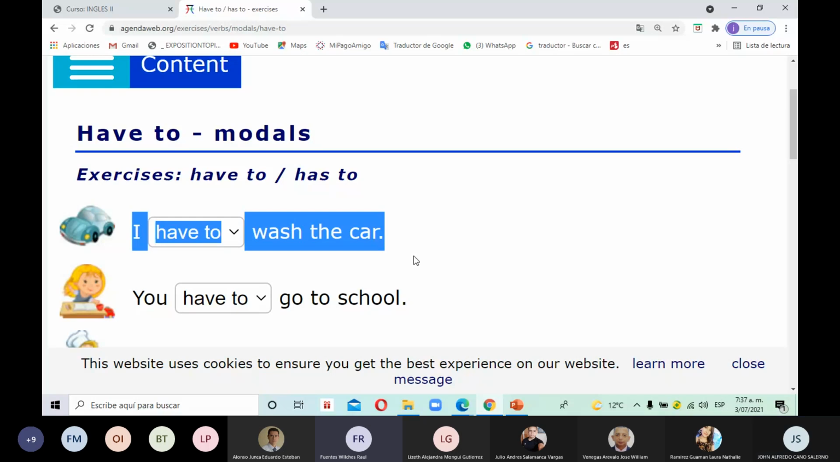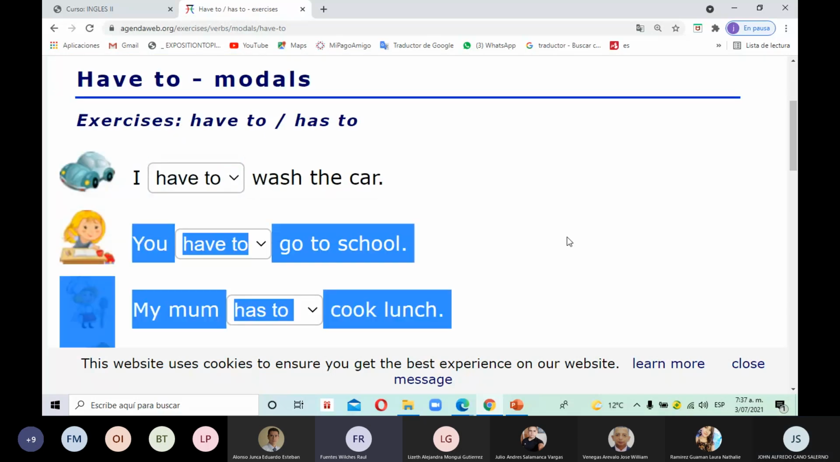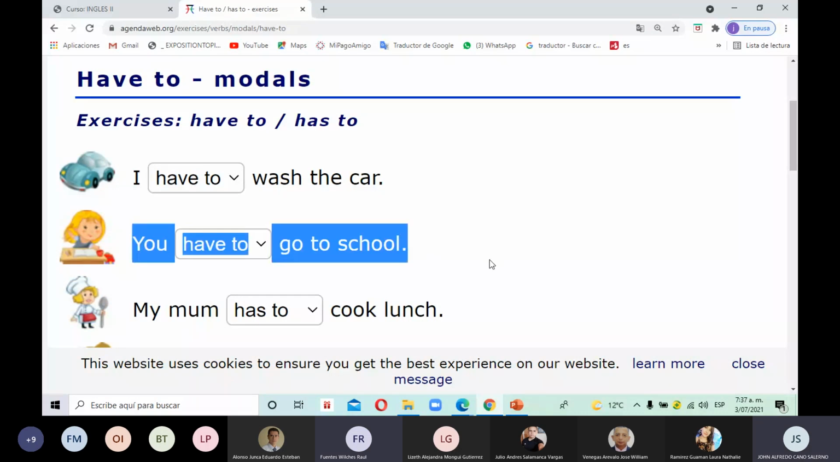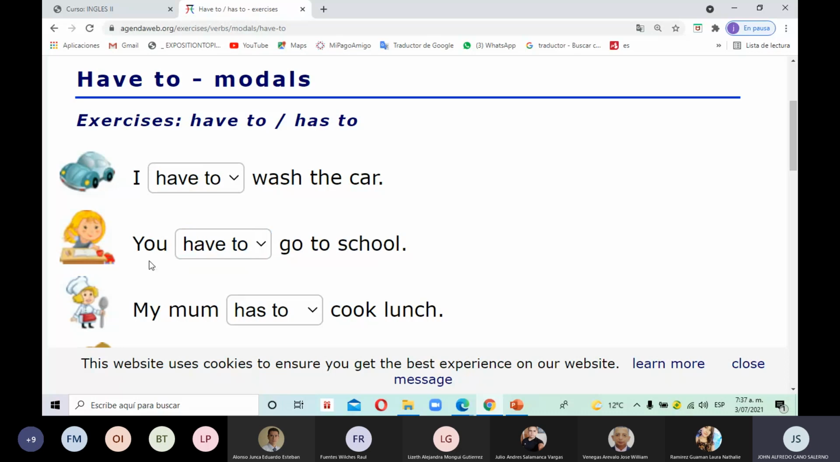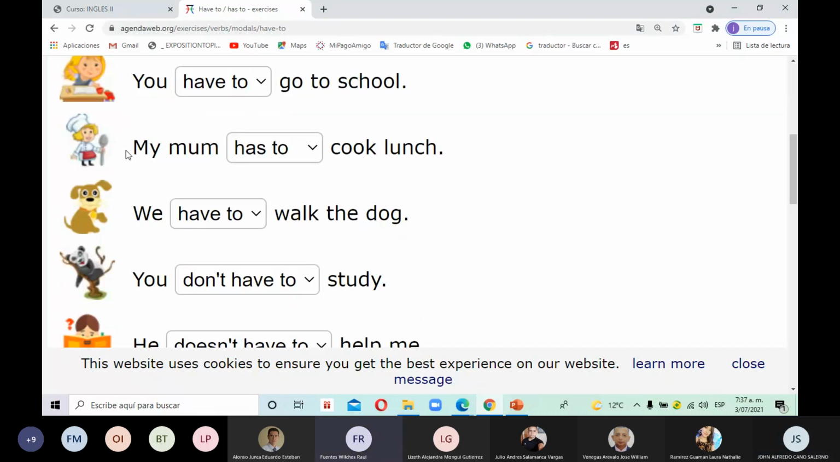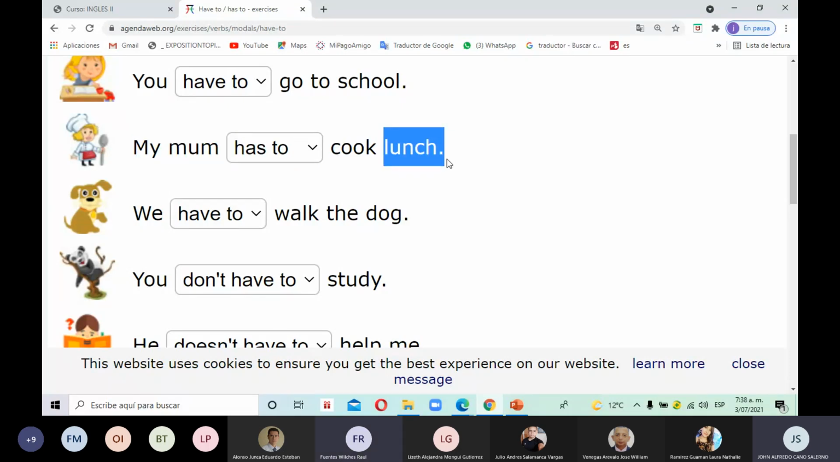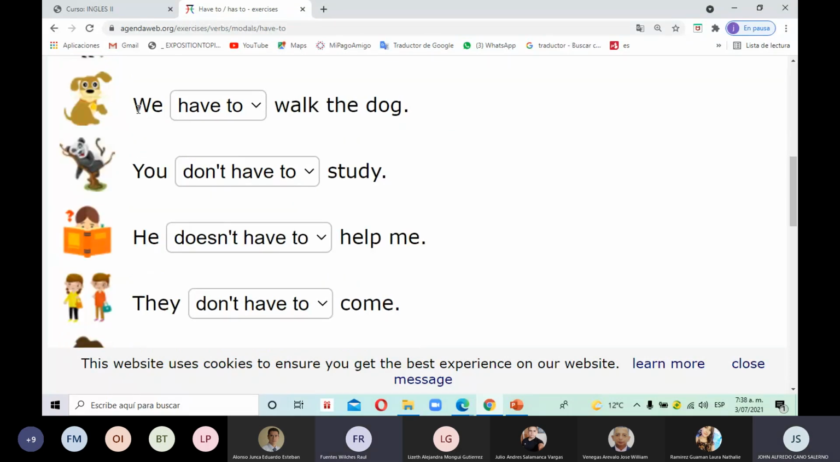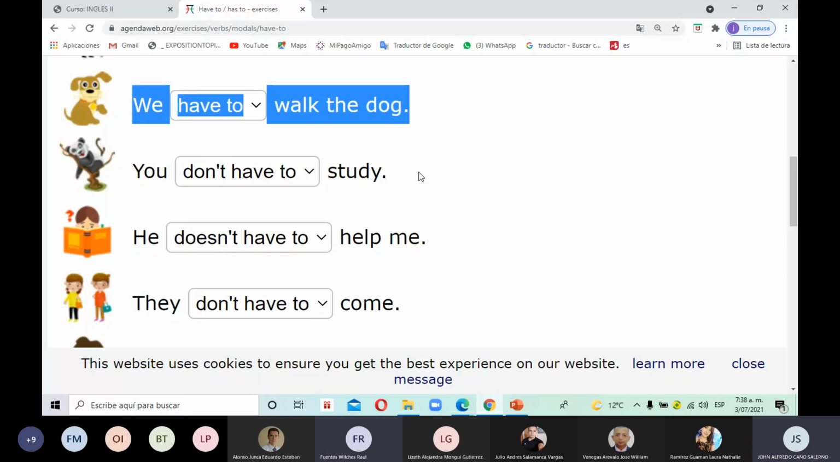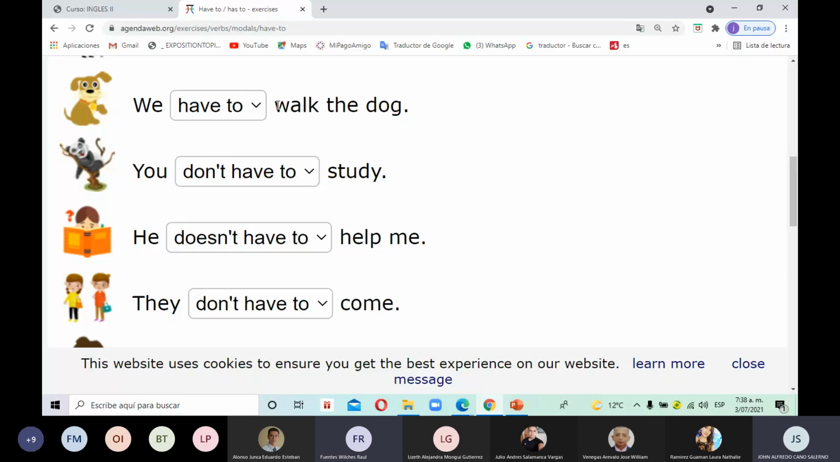I have to wash the car. Do you have to go to school? Okay, remember, you have to go to school. Yeah, continue. My mom has to cook lunch. Okay, remember, lunch. Yeah, continue. We have to walk the dog. Okay, remember, repeat, walk. Yeah, okay, continue.